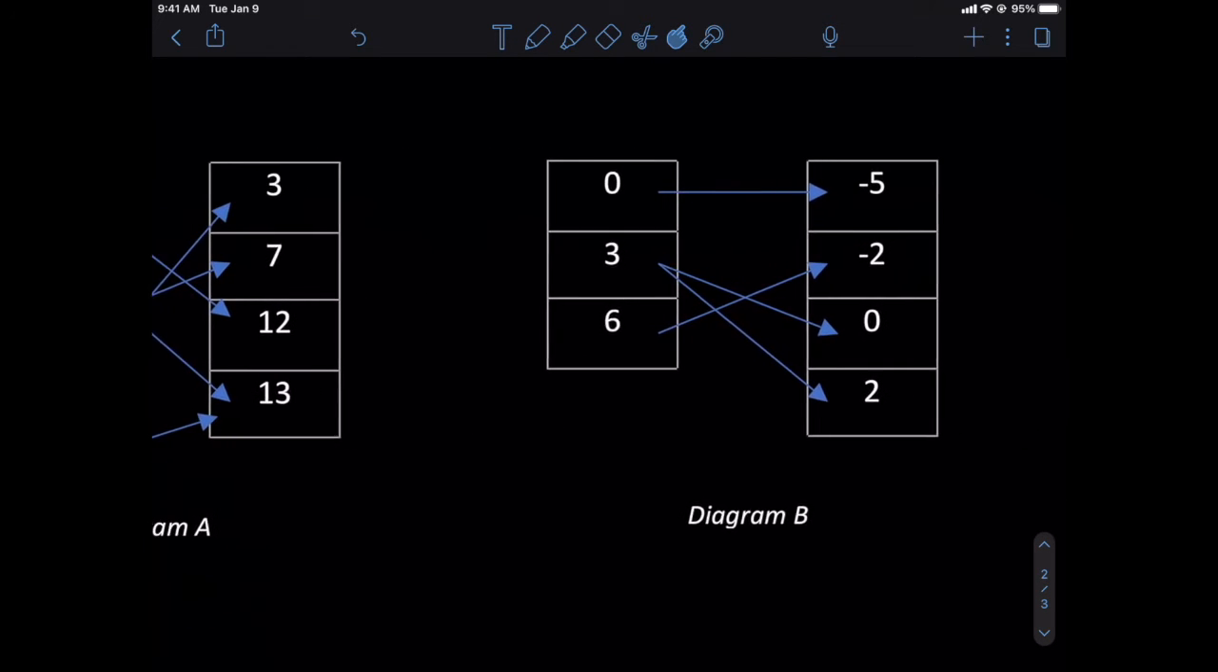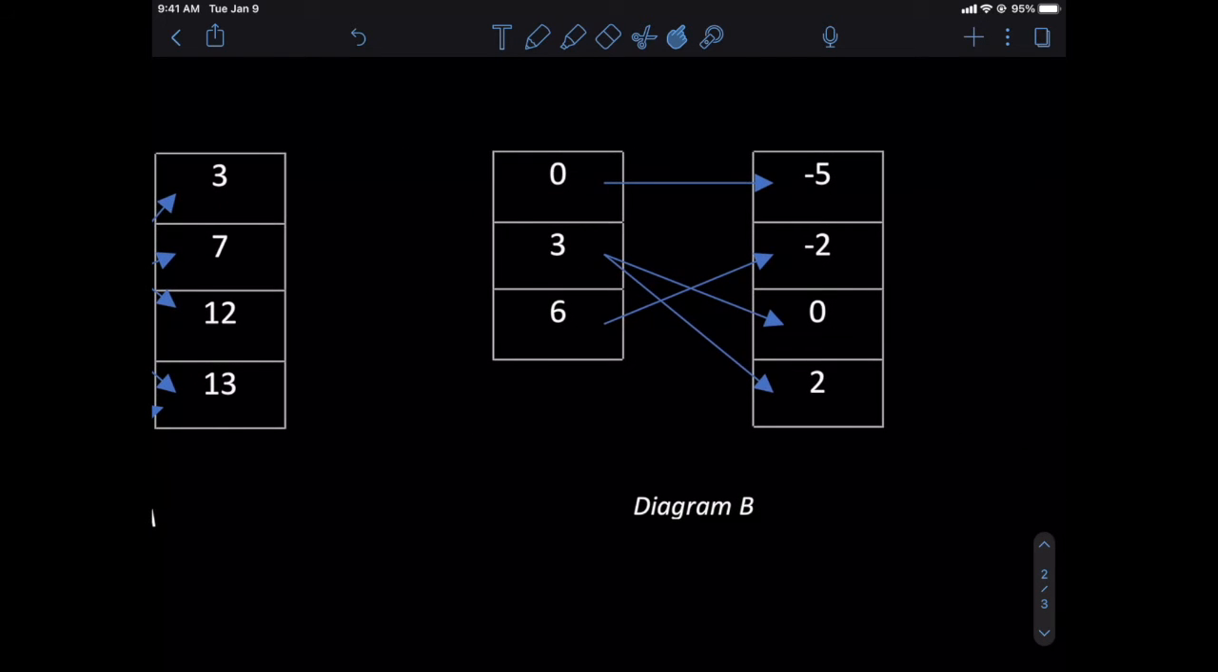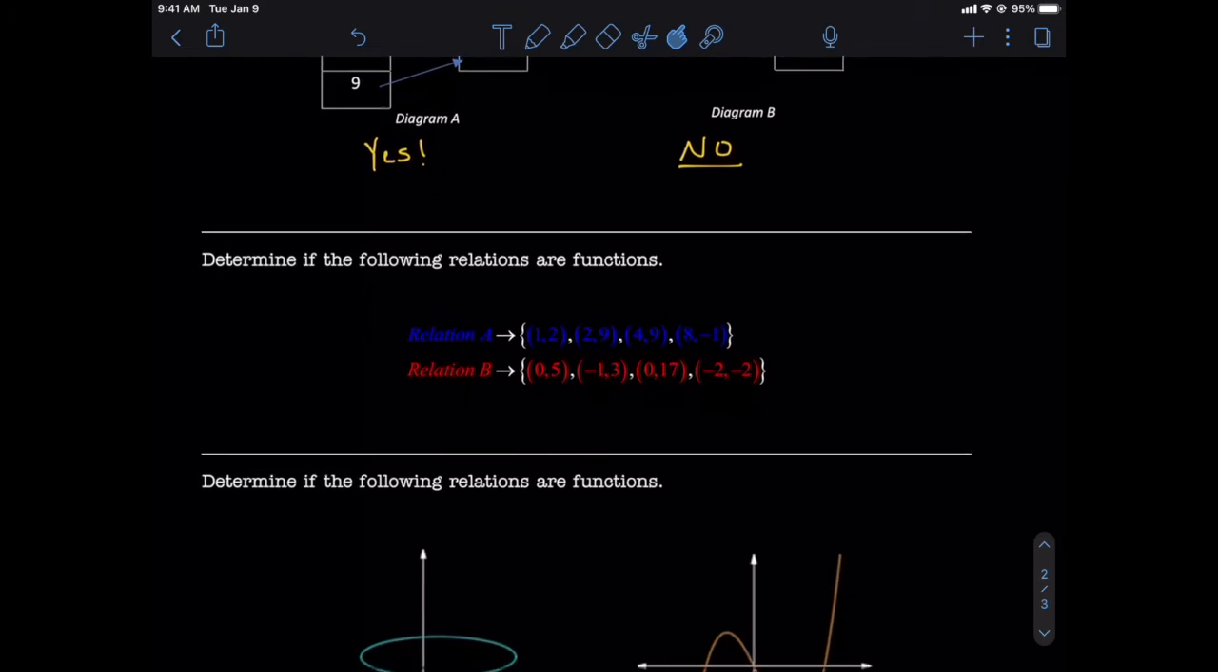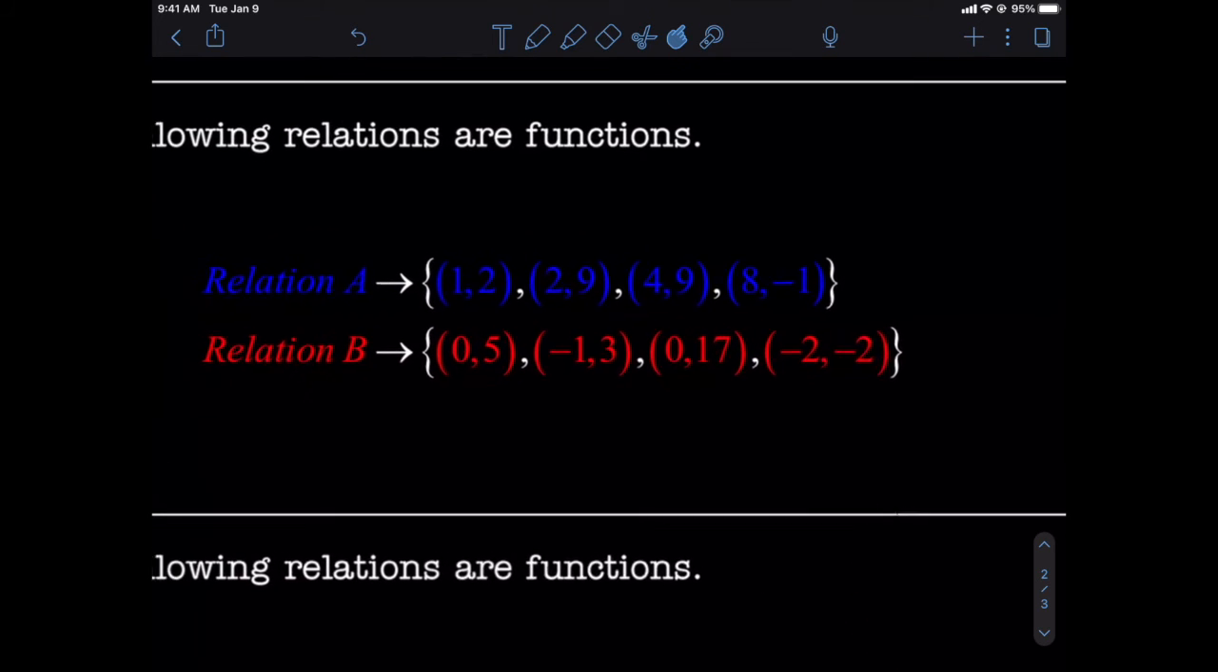Let's see if this holds up in mapping diagram number 2, diagram B. We see 0, in this case, goes over to 5, 3 goes to 0, and 3 goes to something else. We see 2 arrows coming from this 3, which means that we have one input that goes to 2 outputs, which means it is not a function. So, this is mapping diagrams. Let's see what happens when we have sets of ordered pairs.